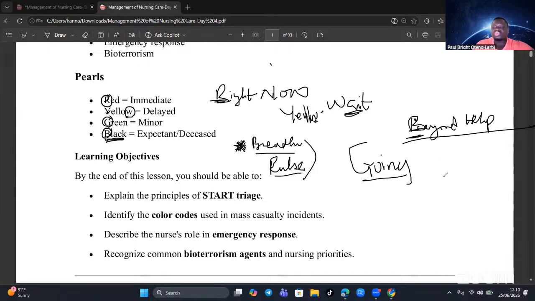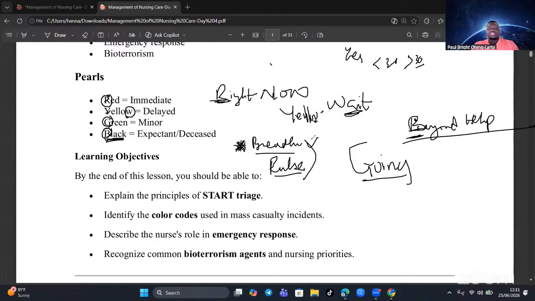Is the patient breathing? Any patient you get to, is the patient breathing? That's the first thing. Yes or no? If it is yes, what is the respiration rate? Is it below 30 or above 30? If it is above 30, automatically they are red. Ambulance, come for him. I'll give you the chart, don't worry. If it is below 30, you move.